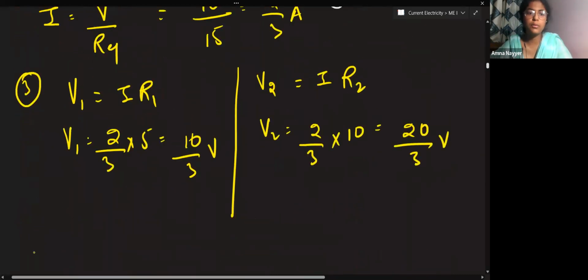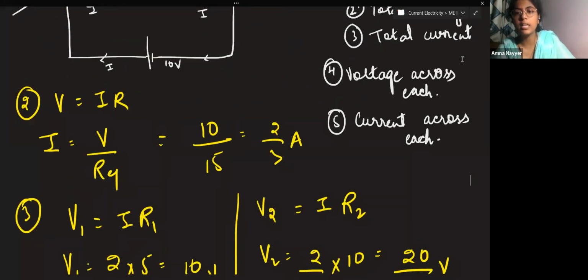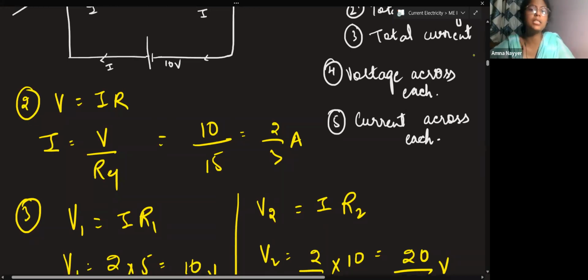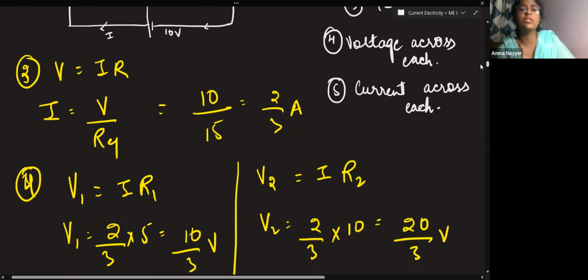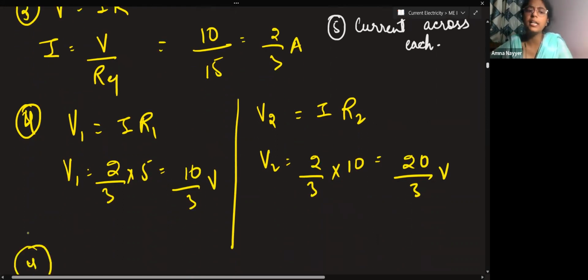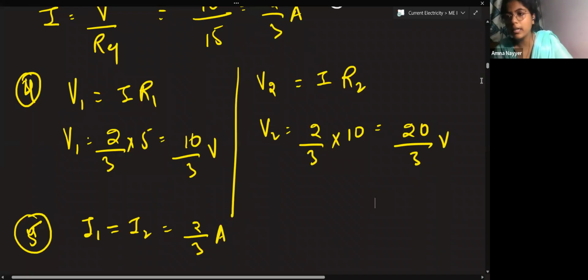For the fourth part, what's the next part? Voltage across each is done. Total current is done. This was the fourth part. And the fifth part is current across each. Current across each will be whatever you've studied. This is I1, which is equal to I2, which is equal to 2 by 3 amperes. So whoever has not noted, take a minute and note down, and we'll move on to the parallel combination.